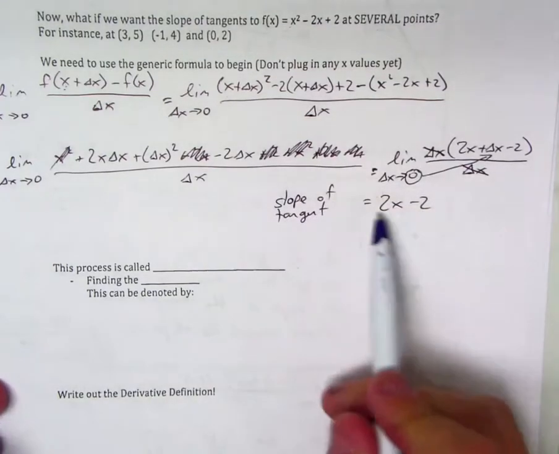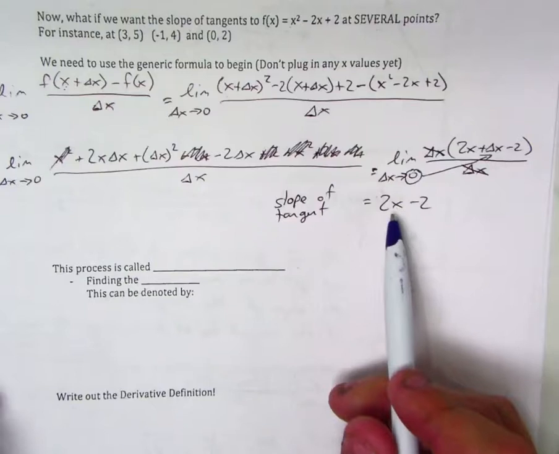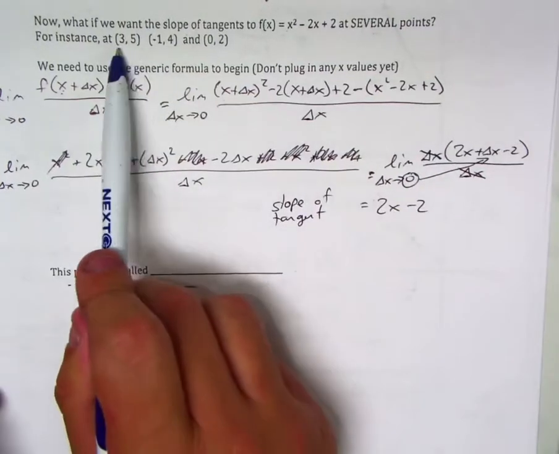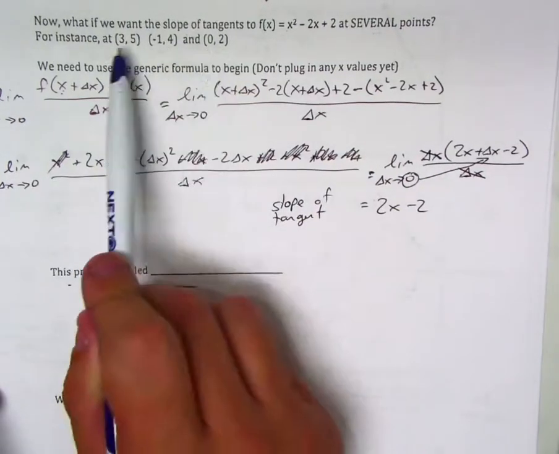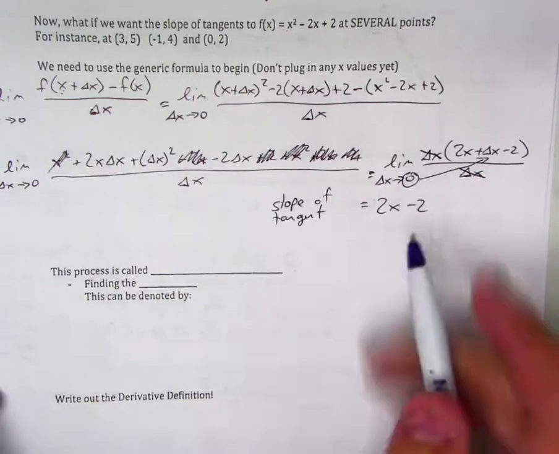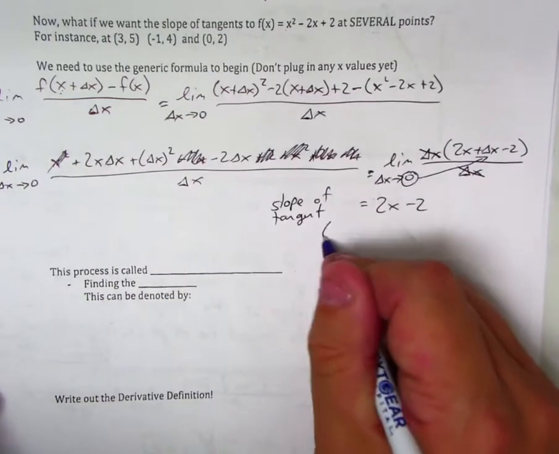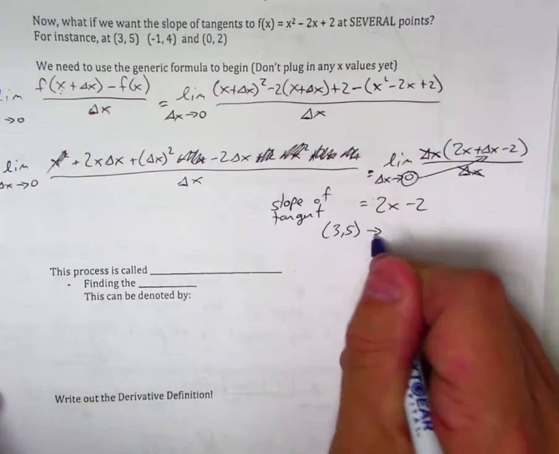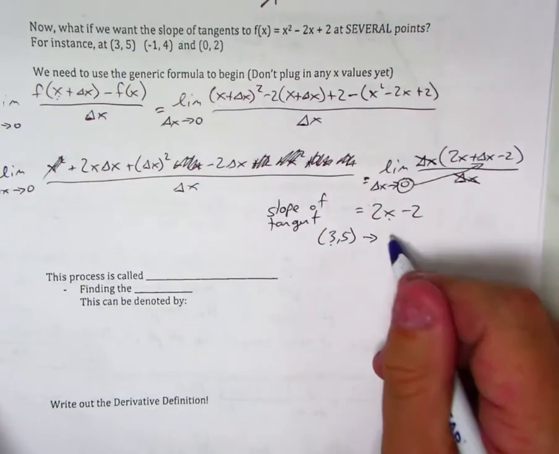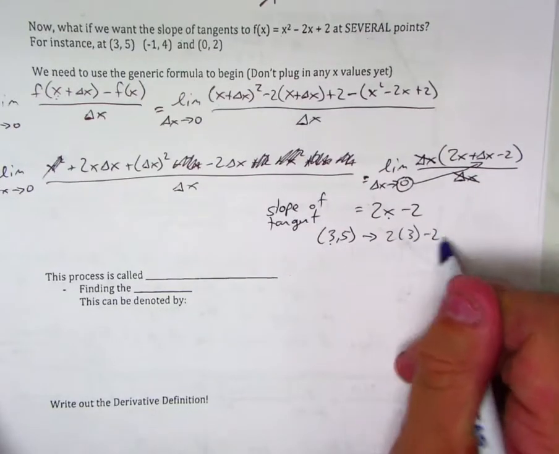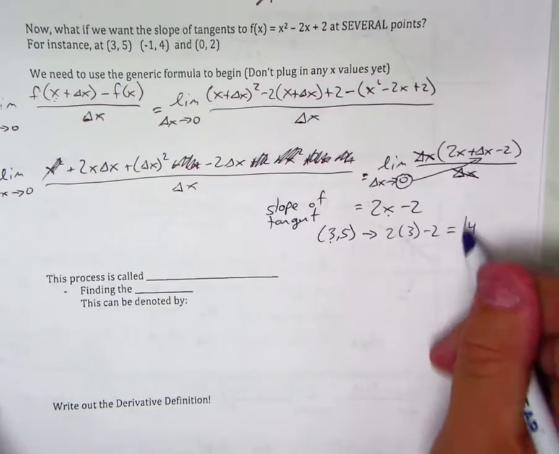This is going to find the slopes of any tangent lines we want at specific points. So what we want to do is find the slope at (3, 5), (-1, 4), and (0, 2). All we care about is really the x-coordinates. Let's see how this works. So at (3, 5), if I want the slope of the tangent line at (3, 5), plug 3 into the x. So 2 times 3 minus 2 is 4.